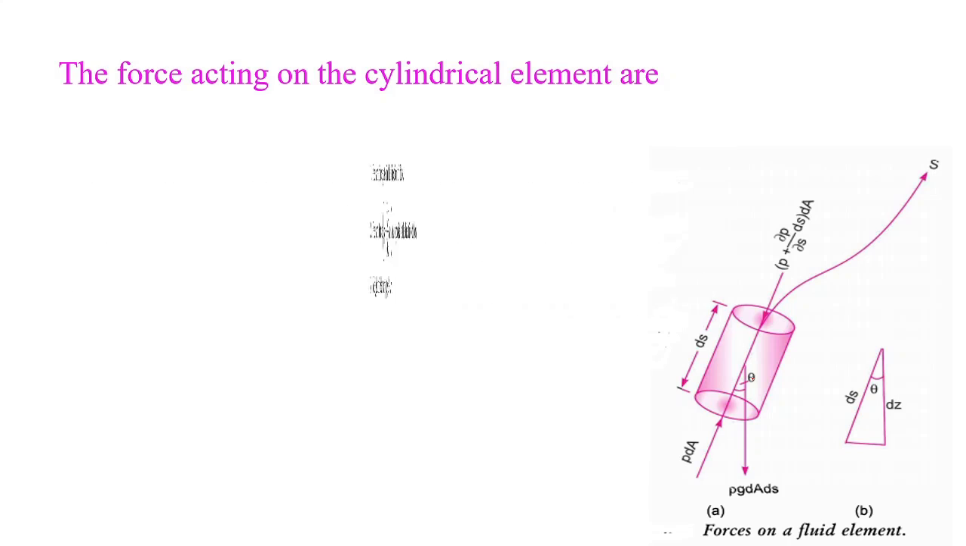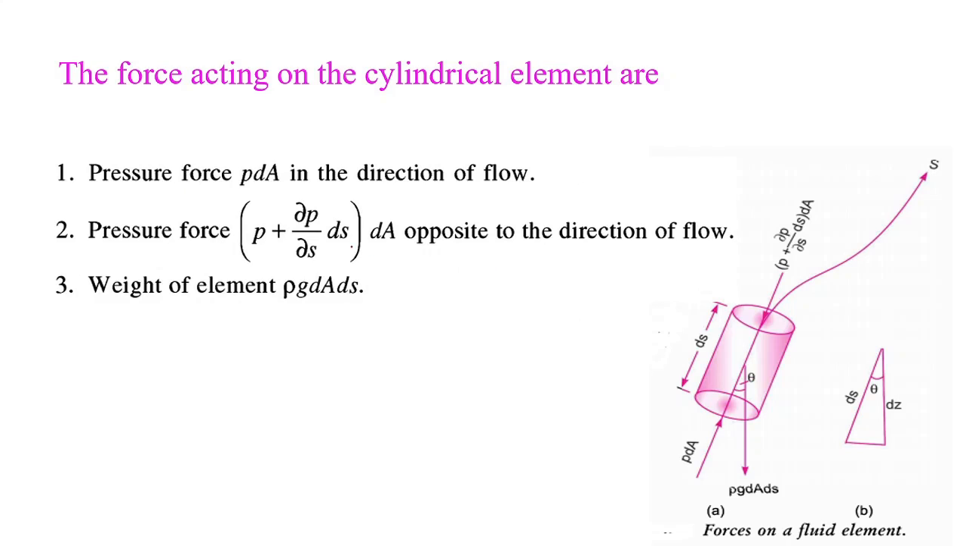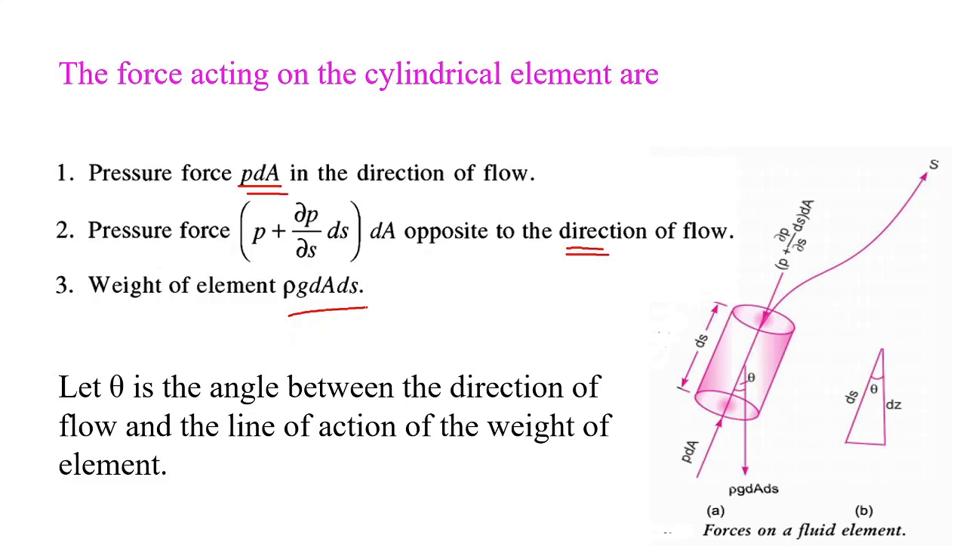So what are the three forces acting on the cylindrical element? First, pressure force P dA in the direction of flow. Next, pressure force P plus dou P by dou S into ds into dA, opposite to the direction of flow. Next, the weight of the element rho g dA ds, which is towards gravity. Theta is the angle between the direction of flow and the line of action of the weight of the element. This is the setup of the cylindrical element.